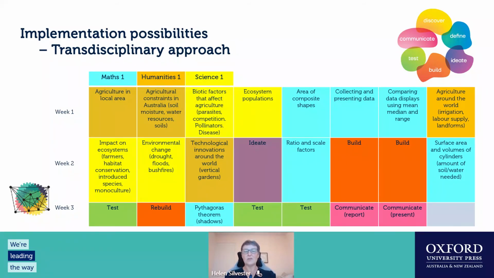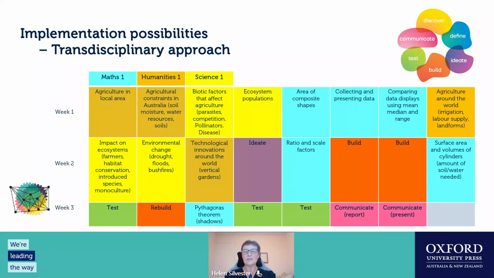So you'll start off with some humanities, looking at the agriculture in the area and the factors that affect agriculture, such as soil moisture, water resources and soil types. All of that's taken directly from the VCAA curricula. Then you might do a bit of science because there's an overlap between the humanities and science, very much between the biotic and abiotic factors. You've already covered the abiotic factors, so you need to have the biotic factors such as parasites, competition, pollinators, disease. You talk about how the whole ecosystem is affected.